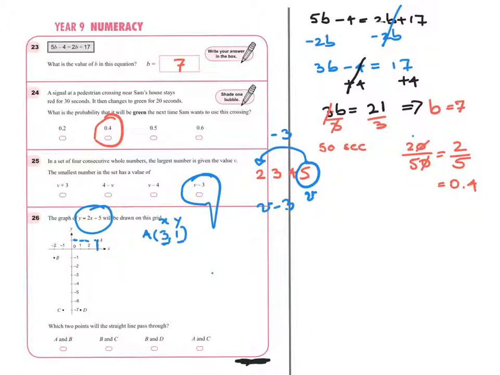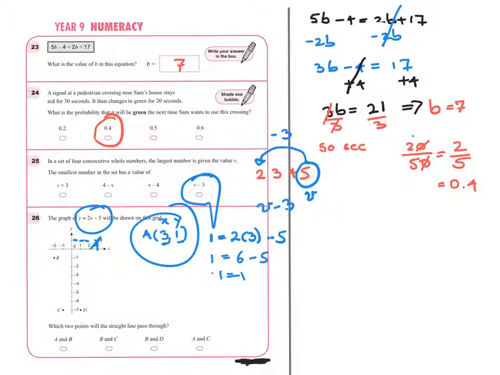y should be 1 equal to 2 times 3 and then take away 5. So we have substituted the values. 6 take away 5 is 1, so 1 equal to 1. That is correct, which means this point lies on the line because it does satisfy this equation. So definitely the line is gonna go through this point.